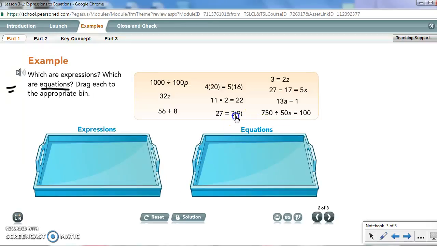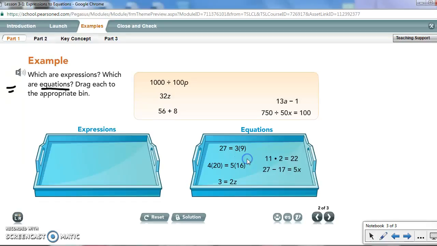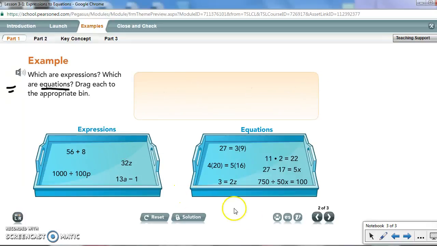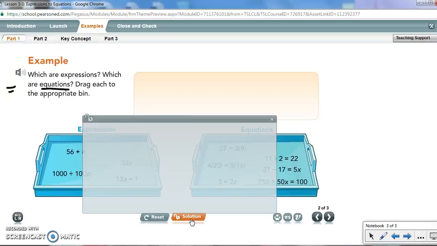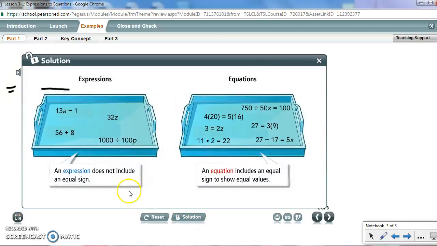Okay, so here, this has an equal sign. This has an equal sign. This has an equal sign. This has an equal sign. This has an equal sign. This has an equal sign. And the rest are all expressions because they do not have an equal sign in it. An expression does not have an equal sign, where equations do. Make sure those are in your notes.